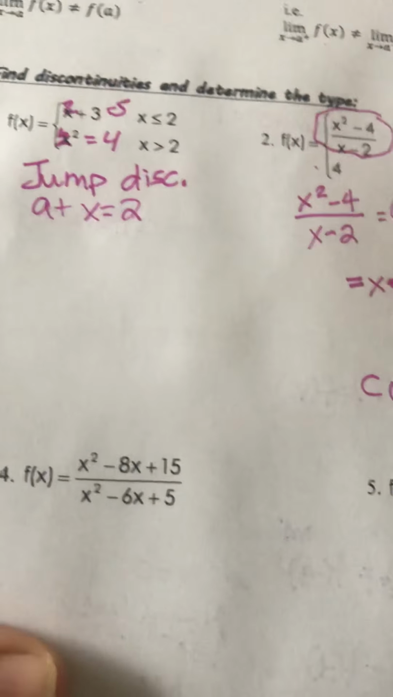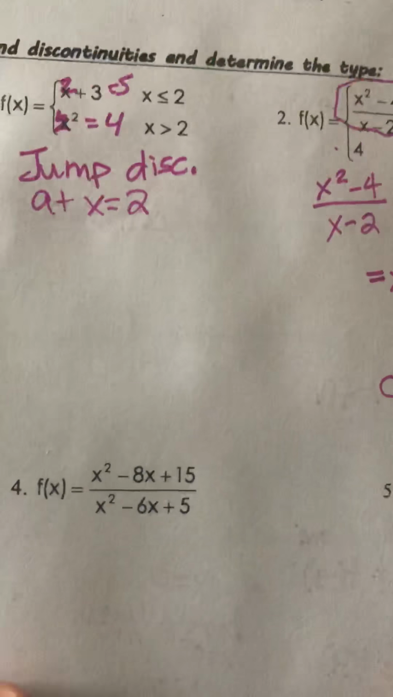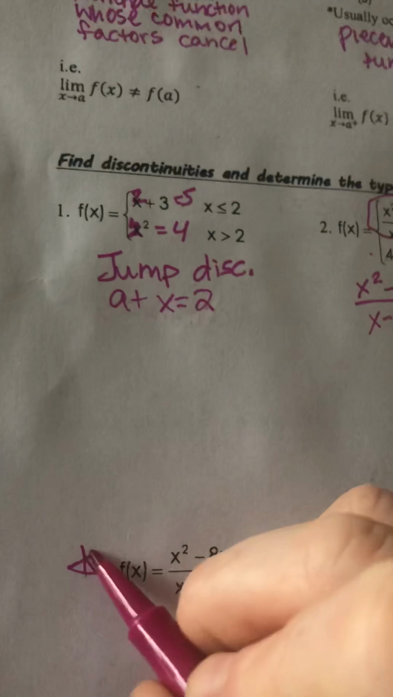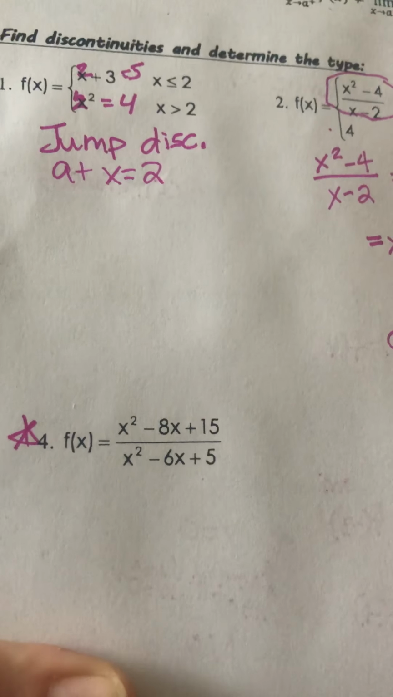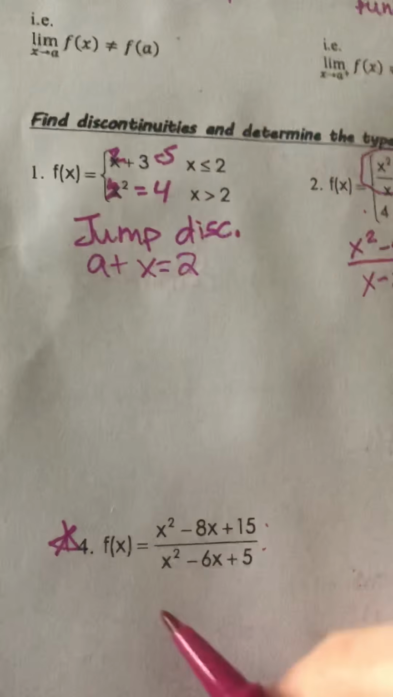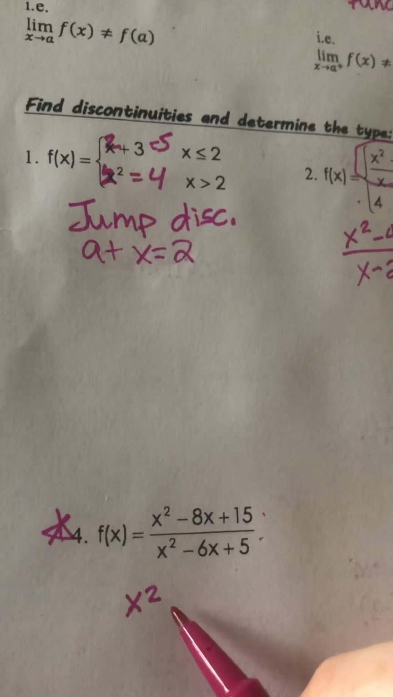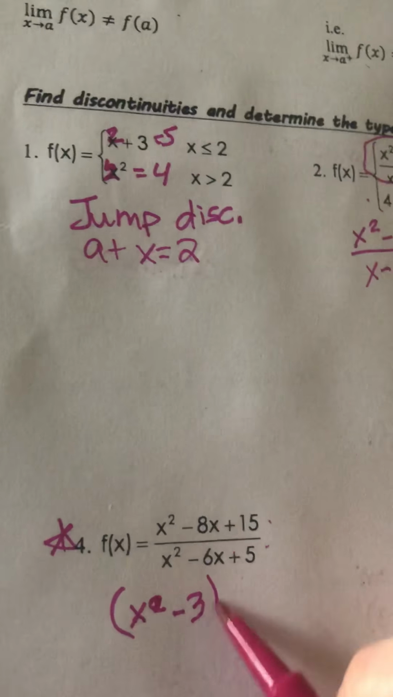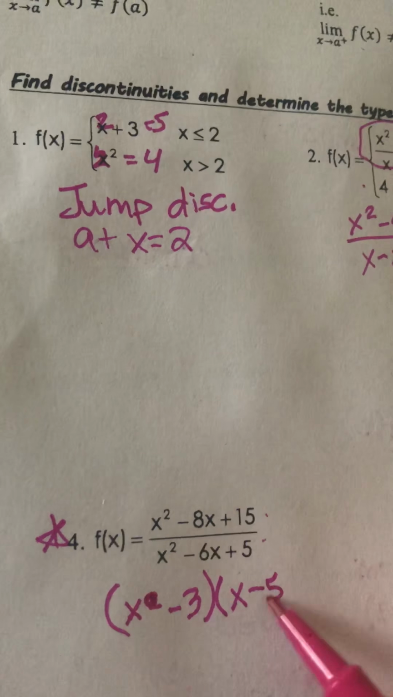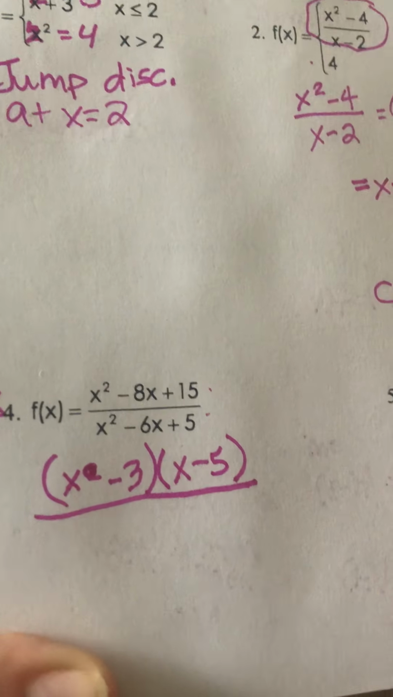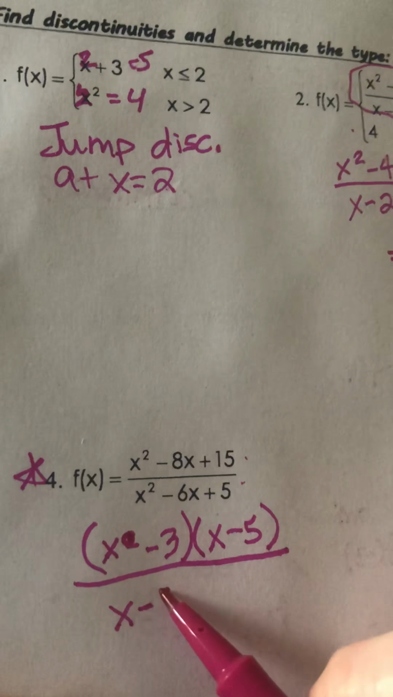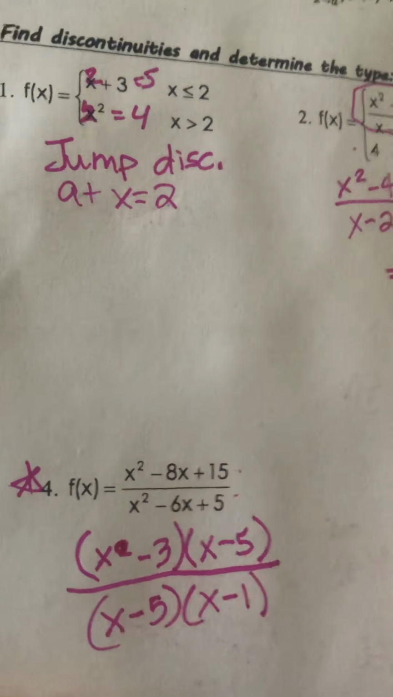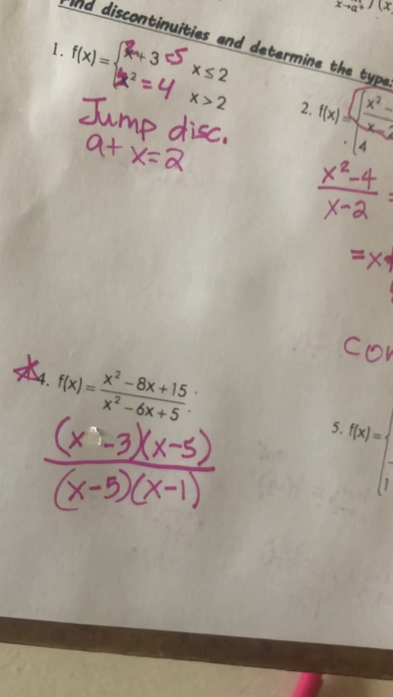All right, 2 more. Now number 4, we have 2 trinomials that we need to factor and then see what happens, okay? So this one's really important. I would start it and make sure you know what to do here. Okay, so we're gonna factor the top and the bottom. x squared minus 8x plus 15 should be x minus 3, x minus 5, all over x minus 5, x minus 1. Okay, so those 2 factor to this. Hold on one sec. All right, and so our common factors are x minus 5.